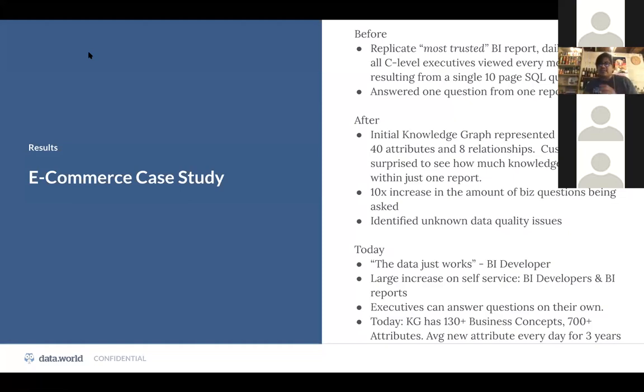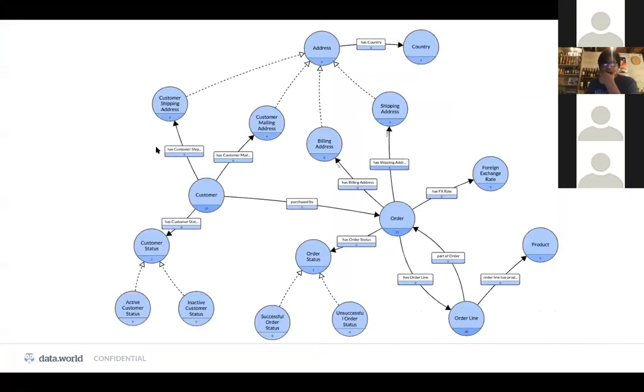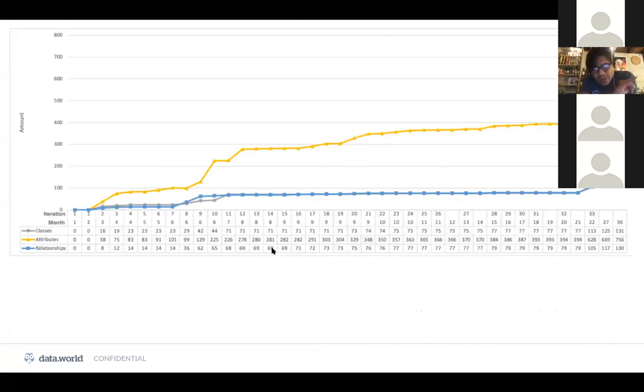So this is something that has been growing for so long. And here is an example of what this knowledge graph looks like, right? And then we have all these mappings defined to their different databases. What I'm showing you here is a graph of how the knowledge graph schema grew. Yellow are the number of attributes, and blue and the gray underneath, right behind it, are the number of concepts and the relationships between them.